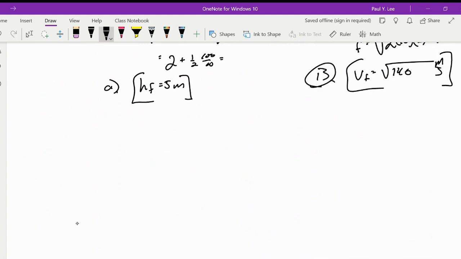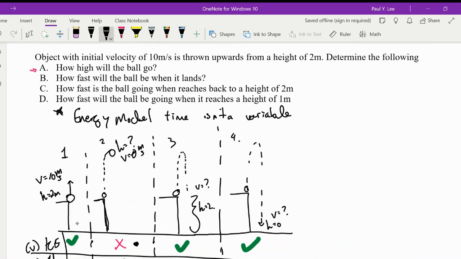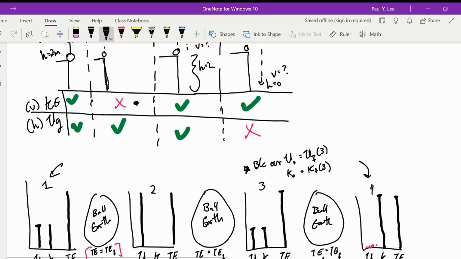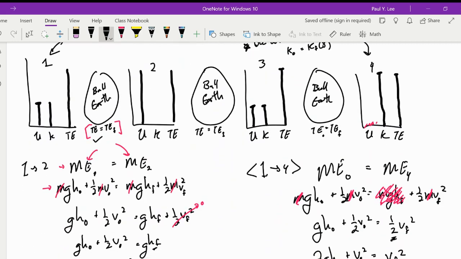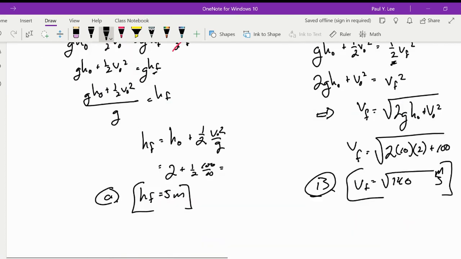Okay, so we just did A, we did B. How fast is it going when it reaches a height of 2 meters? All right, so this one's important. This one's a very conceptual idea, right? I talked about it right here. We said, okay, if our initial potential energy is equal to the final potential energy, that must mean our initial kinetic energy has to equal our final kinetic energy. And let's see if that's true.